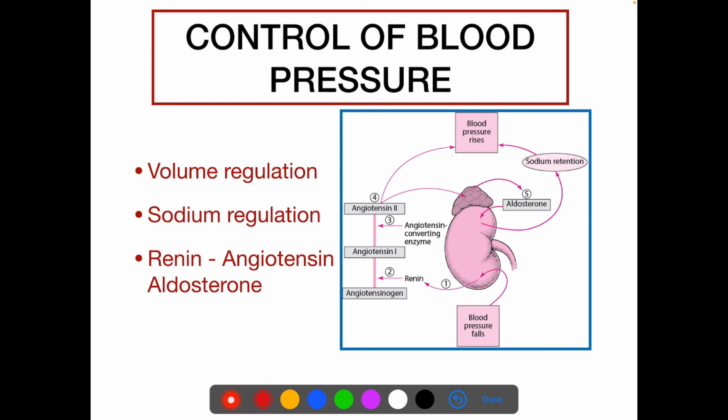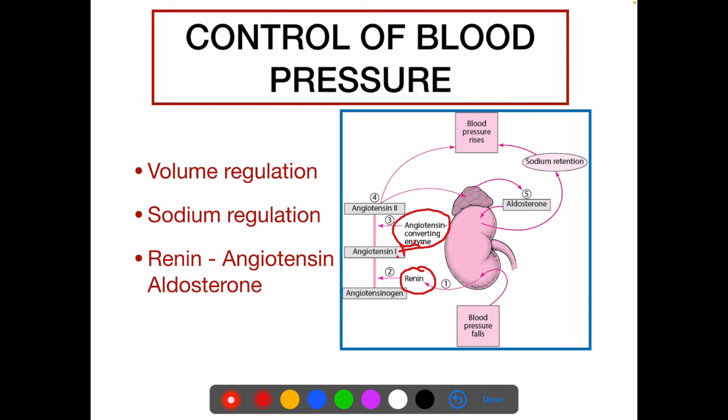Whenever there is decreased blood pressure, hypovolemia and all those things, there will be secretion of renin by the juxtaglomerular apparatus. This renin helps to convert angiotensinogen to angiotensin 1. This angiotensin 1 is converted to angiotensin 2, which is the active form, by the angiotensin converting enzyme. So this angiotensin converting enzyme will convert angiotensin 1 to the active form angiotensin 2.